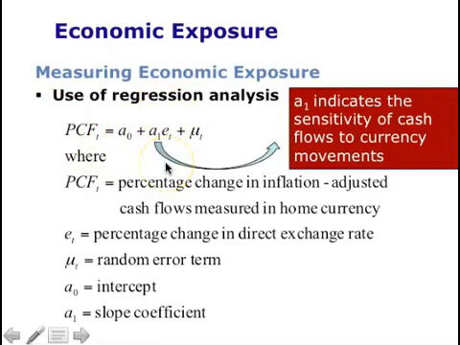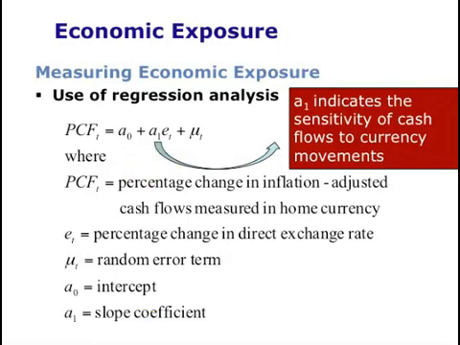Okay, and then the regression coefficient A1. This is the regression coefficient that we are interested to know. Estimated by regression analysis, it indicates the sensitivity of the cash flow to the movement in the currency. So if the coefficient is positive and significant, this implies that a positive change in the currency value has a positive effect on the firm's cash flow.